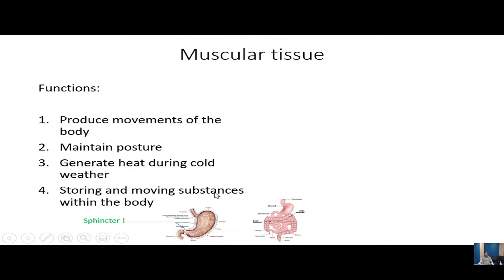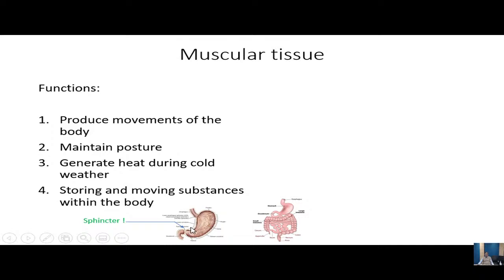Now, storing and moving substances could be blood within the blood vessels. It can be food within the gut, like the stomach or the intestines. And storing, in the sense that I am sure all of you have heard in your biology classes about sphincter. What is a sphincter? Sphincter is a muscle tissue which prevents the contents from escaping out.